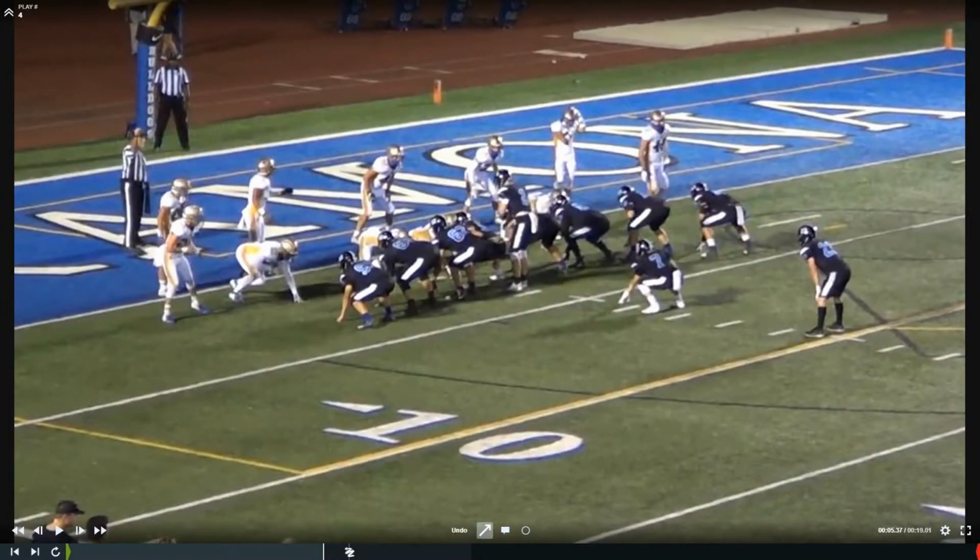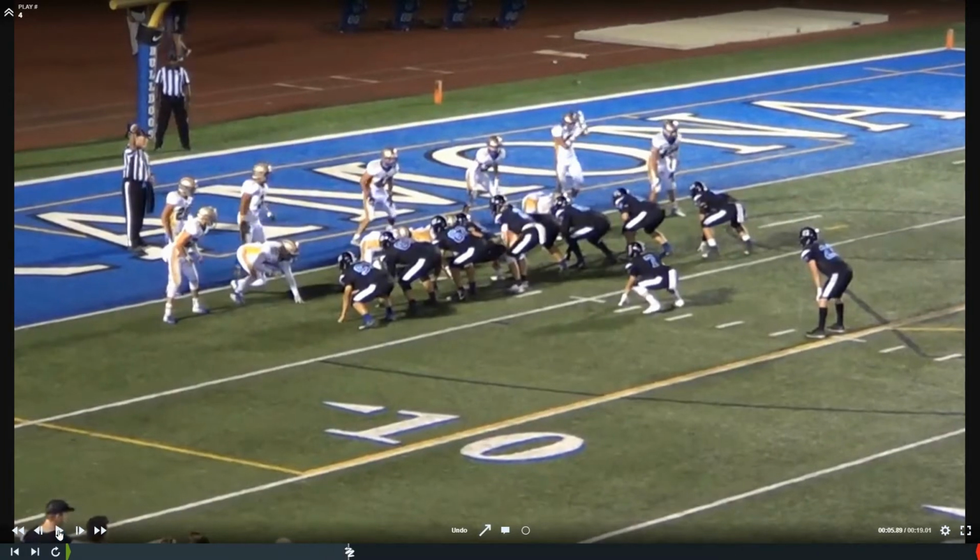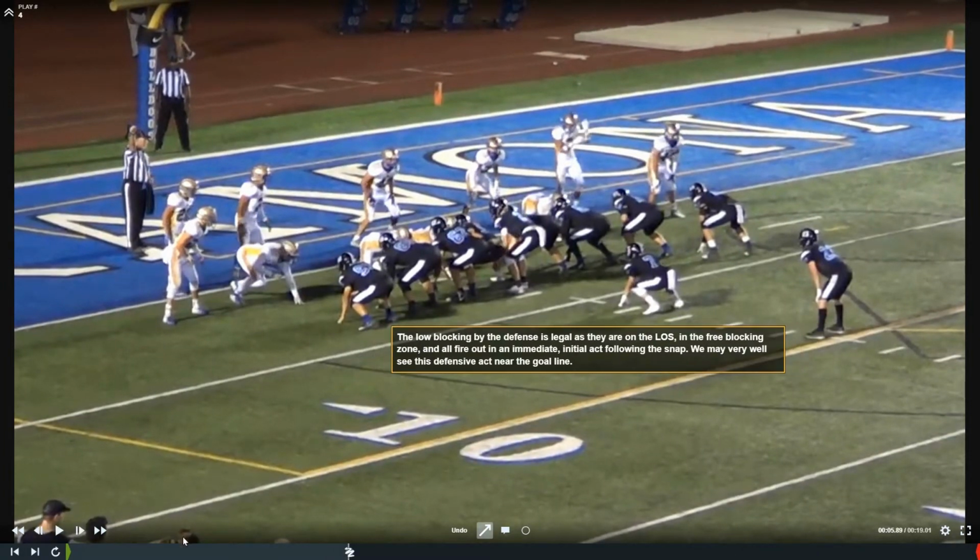All right, here we have another example of defensive blocks below the waist. And this is where they usually will occur. They'll occur near the goal line. So again, remember that when we're close, inside the 5, your defenders may be going low. And it has to satisfy all the requirements of a legal low block below the waist.